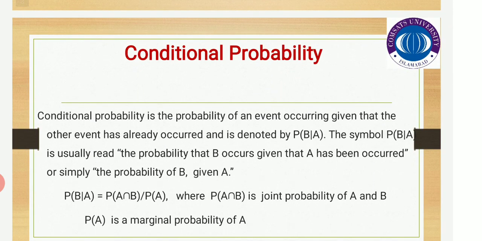So mathematically, what is it? The probability that B occurs given that A has already occurred will be denoted by probability B given A, and it will be equal to probability A intersection B, or you can say probability A and B, divided by probability of A, where probability A intersection B is the joint probability of A and B, and probability of A is the marginal probability of A.